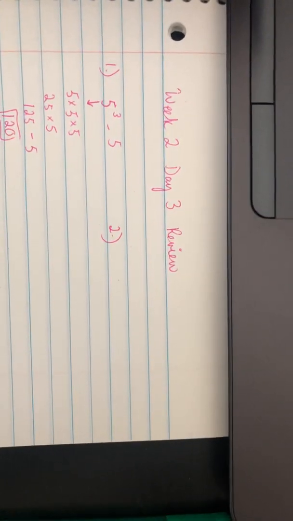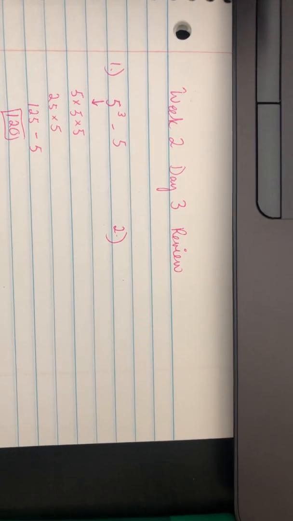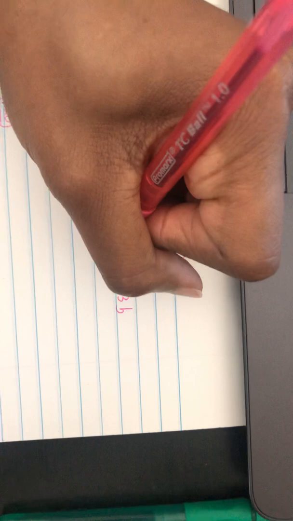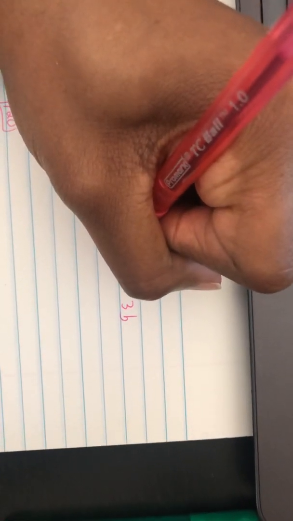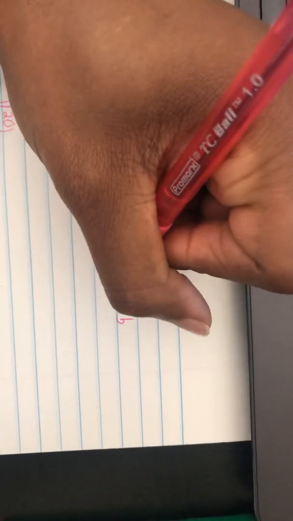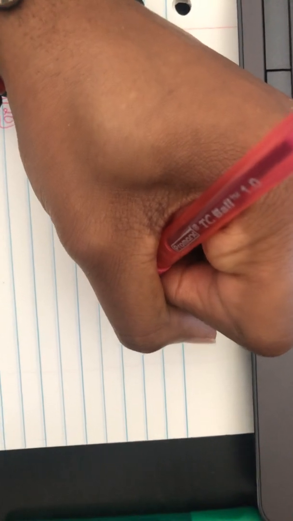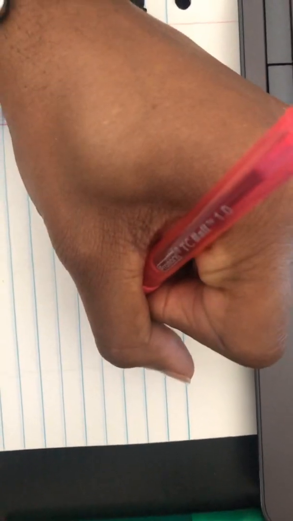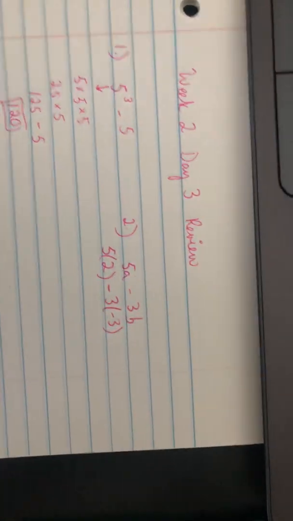Okay. So number 2 says, what is the value of the expression when A is 2 and B is negative 3? So we have 5A minus 3B. And all we're doing is substituting what A is. So we have to put it in parentheses whenever we're substituting. So 5 times 2 minus 3 times negative 3.